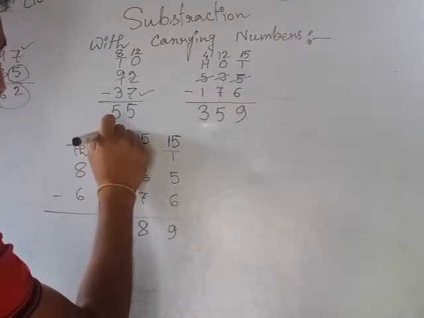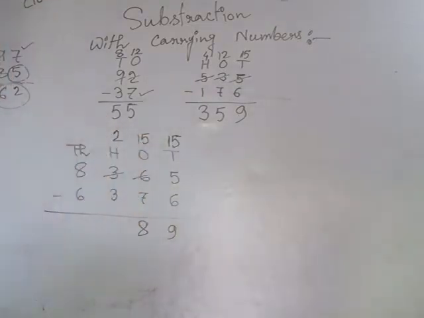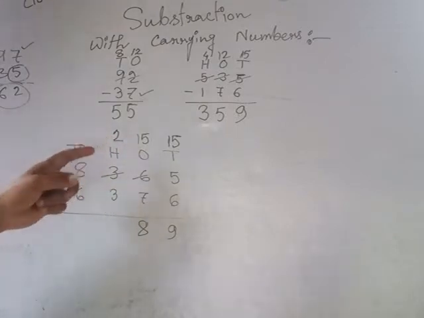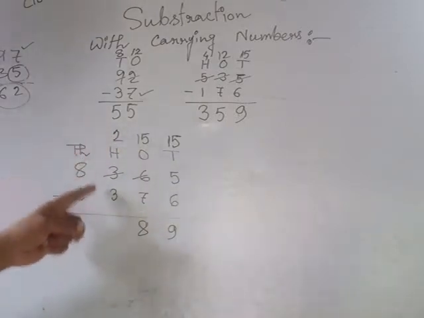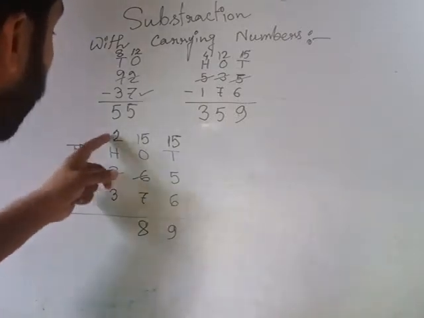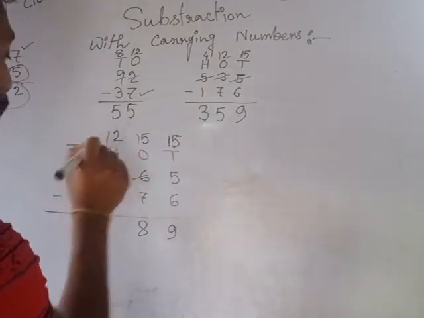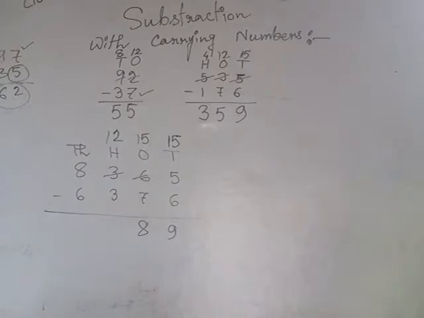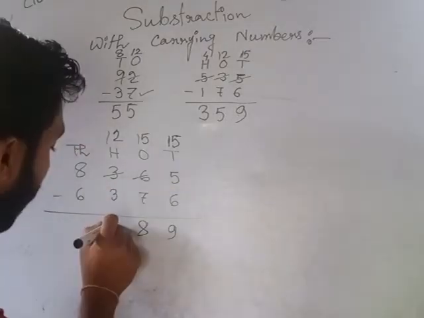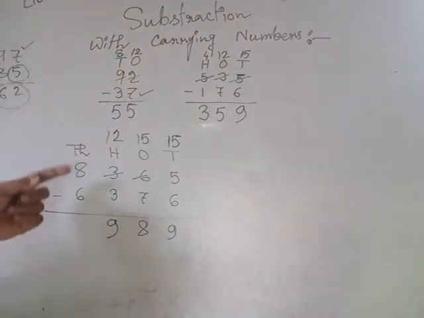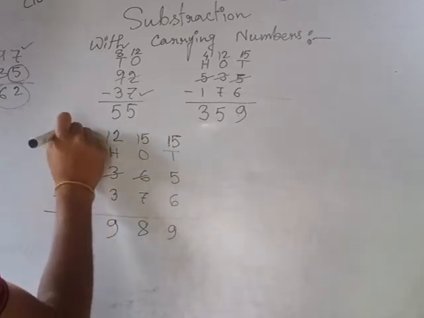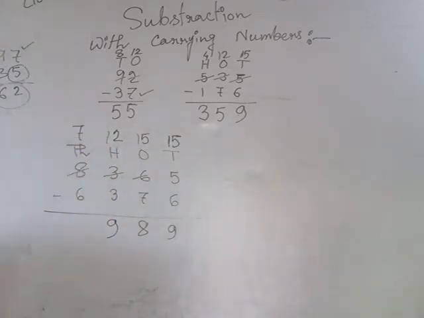This one. 3 minus 1, that is 2. Subtract 3 from 2? No, because 2 is less than 3. That's why we should take 2 as 12. 12 minus 3, that is 9. We should write here 9. After that we should go to the next. 8 minus 1, that is 7. 7 minus 6, that is 1.